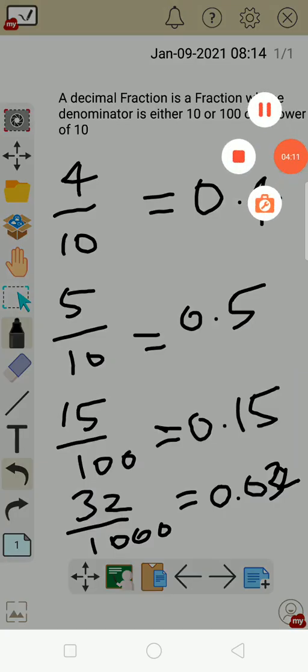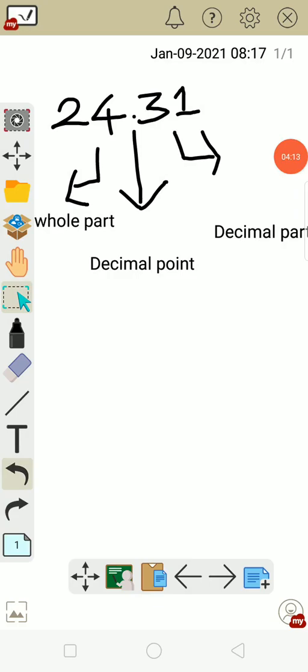Okay, students, look at the example 24.31. Okay, 24.31 we can read as the number 24.31. Okay, the number to the left of the decimal point is called the whole part or integral part. If you look at this, the left side is the whole part. So this is the whole part. 24 is the whole part.